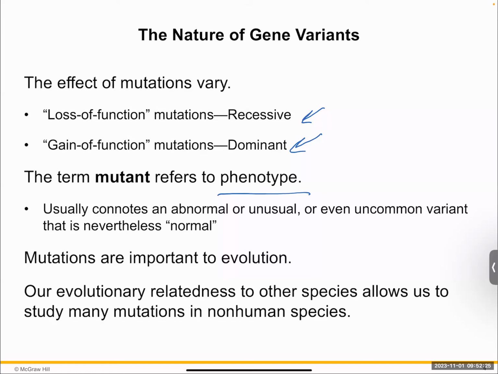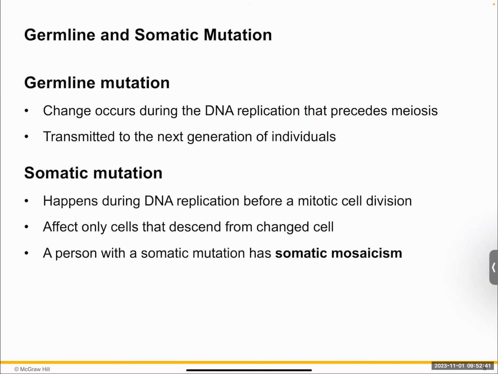Our evolutionary relatedness to other species also allows us to study many mutations that are not related to humans, because of our relative closeness in the genetic information. Now, again, we're not going to focus on any other animals or any other organism. Our focus is going to be on the mutations that are visible in humans and how each type of mutation may affect the human either negatively or positively.